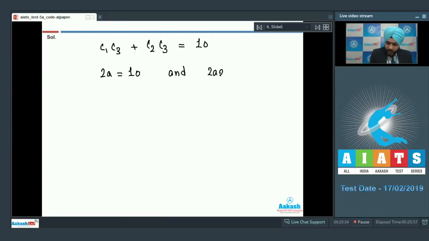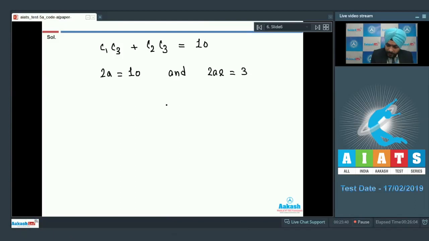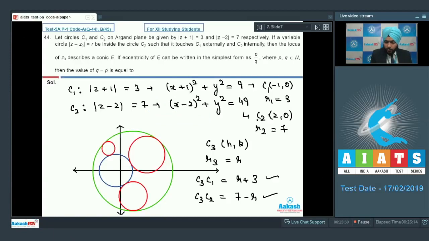So 2AE is the distance between the two foci. Distance between C1 and C2 is clearly equal to 3. So we have eccentricity directly as 3 upon 10. Okay. So if eccentricity is 3 upon 10, what is the next step? Q minus P. So 10 minus 3, 7 will be the answer for question number 44.